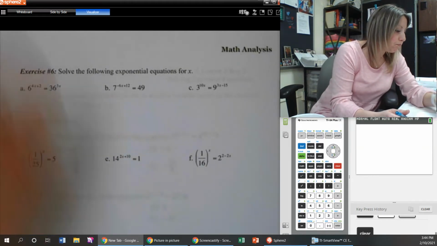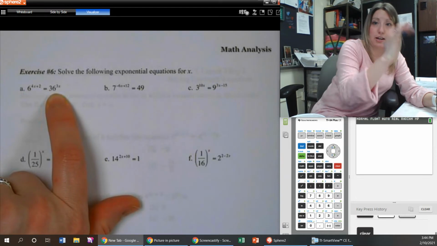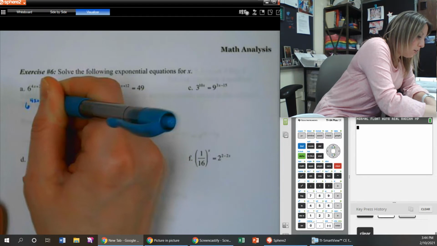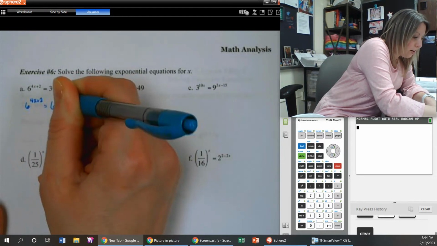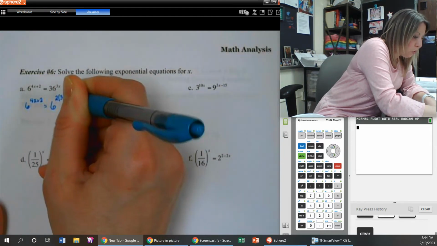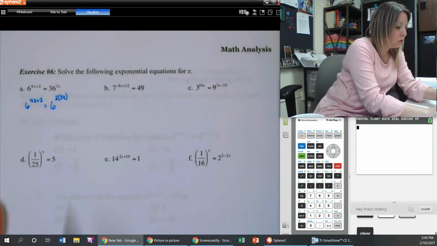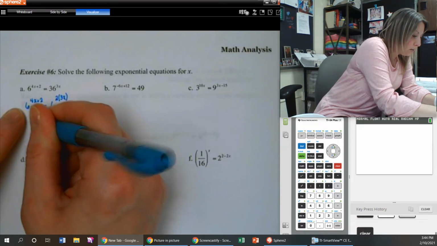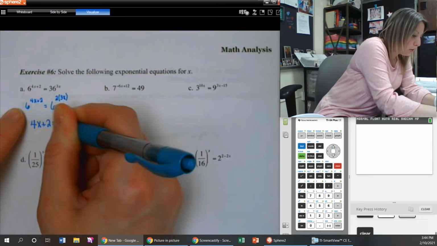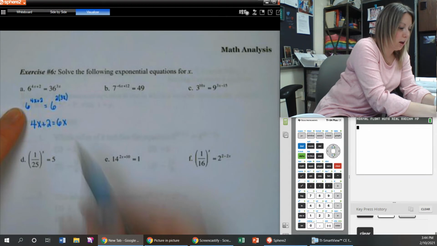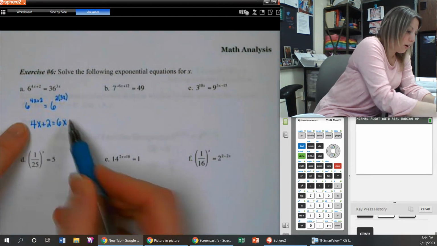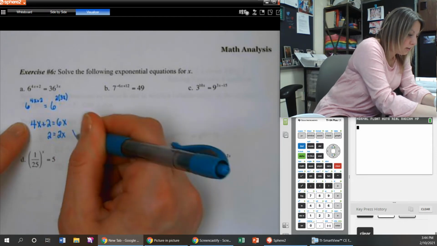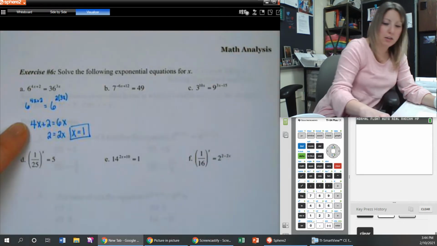So 6 and 36, let's get down to a base of 6. So this gets to stay. 36 needs to change to 6 squared, and then, of course, multiply by the exponent that was present, the 3x. So now that we've got the same base, just deal in exponents. So 4x plus 2 equals 6x. Notice I did that multiplication as I brought this down. Subtract 4x from both sides, you get 2 equals 2x, and divide both sides by 2, x equals 1. Makes sense?